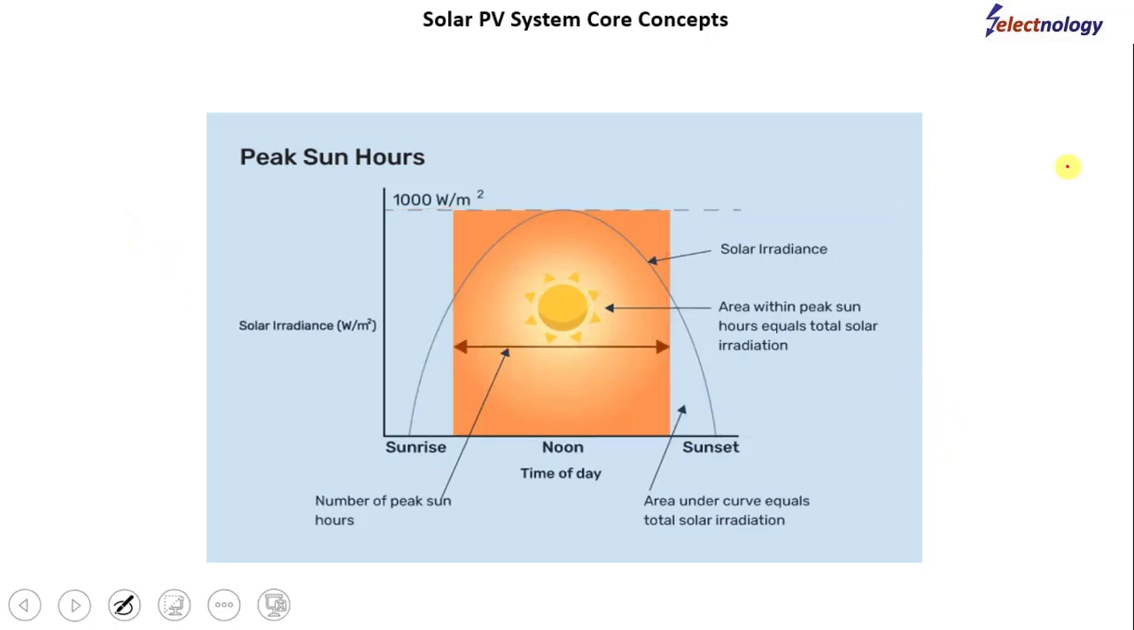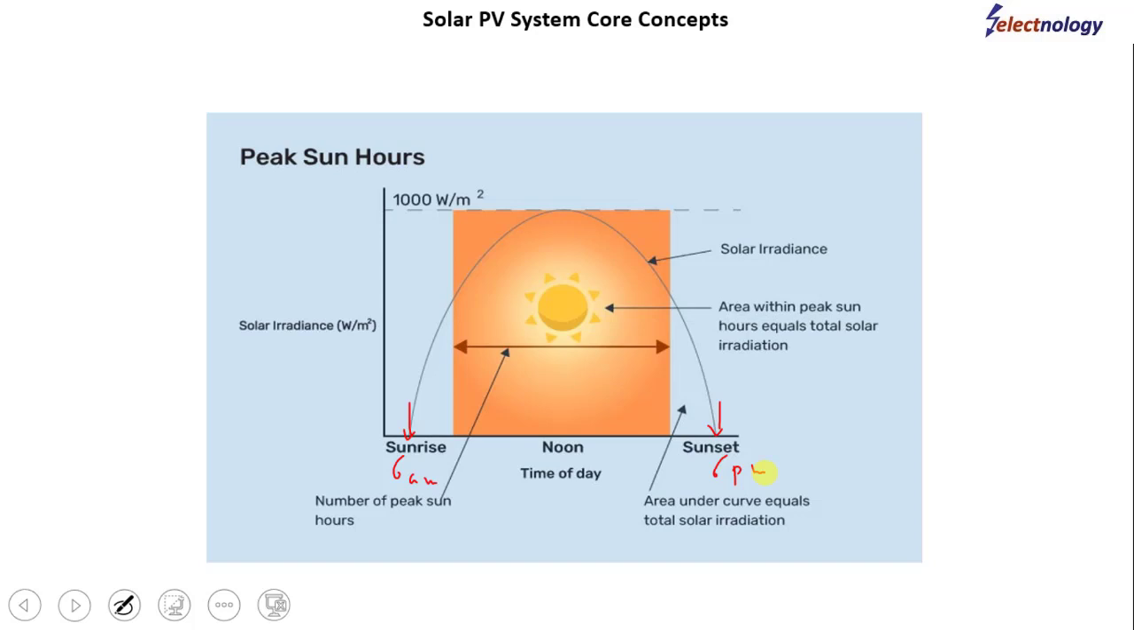Now suppose the sun rises at 6 a.m., at this point it is 6 a.m., and the sun sets at 6 p.m. That means the duration of the sun is 12 hours.